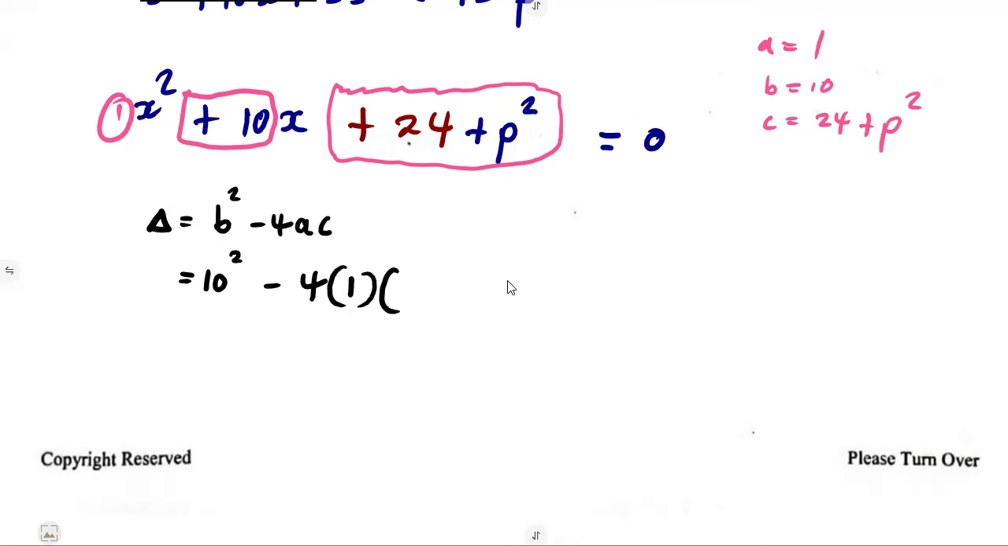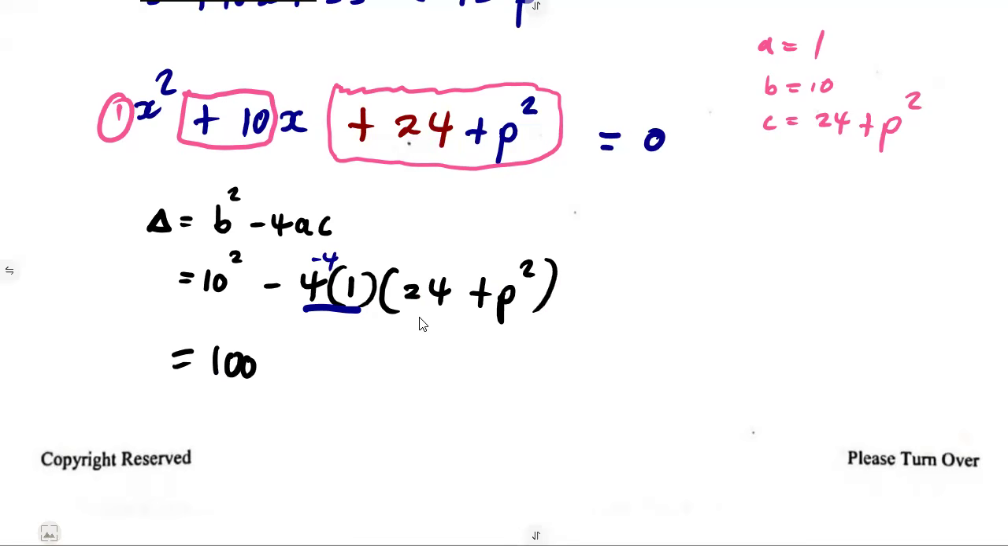Since this is an expression, we're just going to have to open the bracket there. That's 24 plus p squared. So let's simplify 10 squared, that is 100. 4 times 1, this one you're just going to multiply. Minus 4 times 1, guys, that's a minus 4. Then we can expand minus 4.